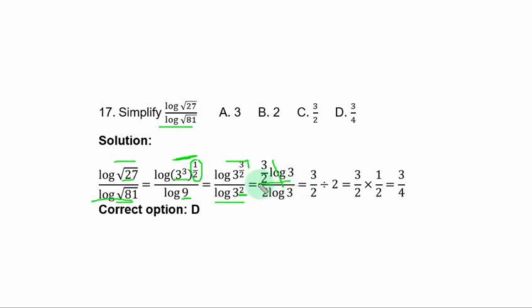The first coefficient here is divided by this 2 in this form. You can write this 2 over 1. You change this sign to multiplication and you invert this fraction to 1 over 2. If you multiply, you have 3 over 4. D is the correct option.